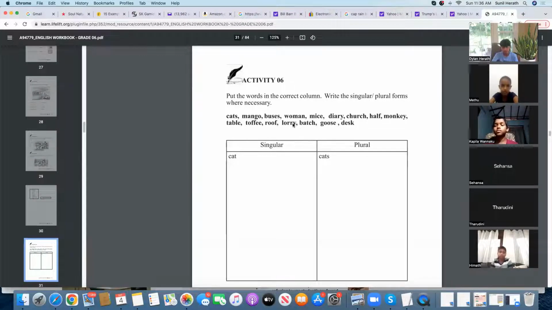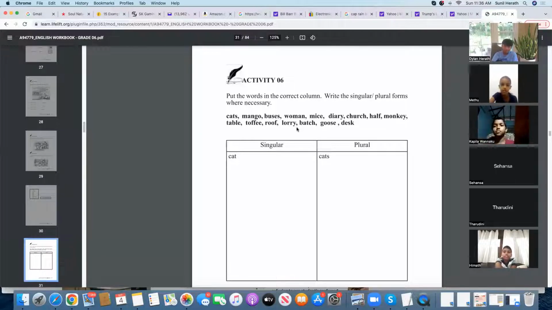The next word, lorry, is this singular or plural? Singular. Singular, yes. What is the plural version of lorry? Lorries. Yes, lorries, thank you. I'm going to be totally honest, I've never heard that word in my life. I don't know what a lorry is. I've never heard of that.